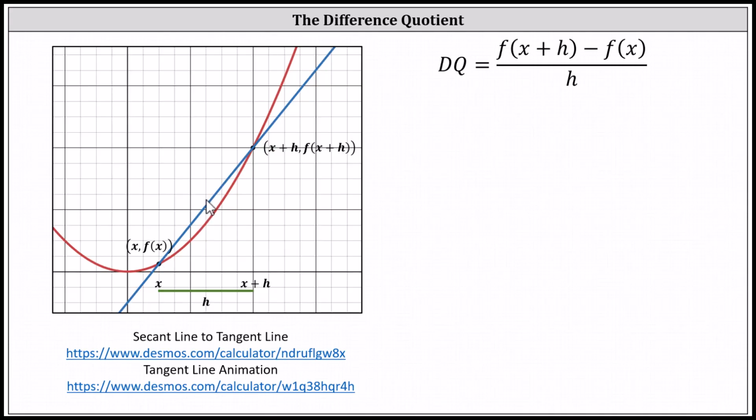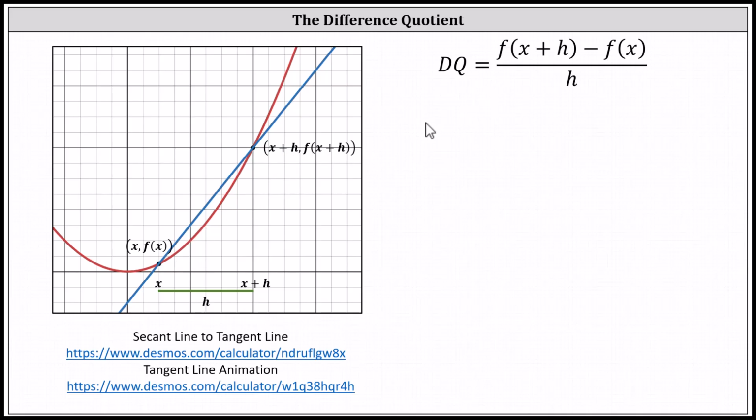If we let the leftmost point of intersection be the ordered pair x comma f of x, and then from here, we go down to the x-axis and right h units, and then go back up to the second point of intersection, the ordered pair for this point of intersection is x plus h comma f of the quantity x plus h. And we can use these 2 points to find the slope of the secant line to derive the difference quotient.